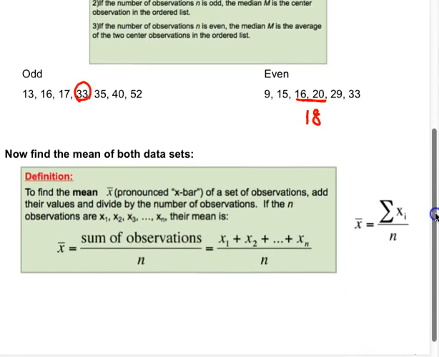So to find the mean, we use x bar to represent it. It's the sum of all the observations divided by the number of observations that there were. This can take on many forms. It can look like this, like that, or it could even look like that. But the idea is always the same.